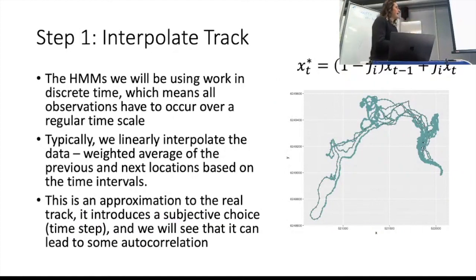Okay, and so as I mentioned, these hidden Markov models are all done in discrete time, but the problem is that often we don't have observations in discrete time. And so the first thing that we really need to do is interpolate our track. And normally this is done with linear interpolation.